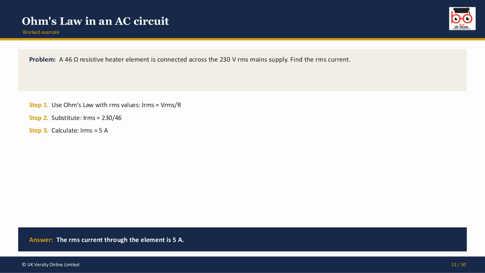Here's a quick example. A 46 ohm resistive heater element is connected across the 230 volt RMS mains, and we want the RMS current. Using Ohm's law with RMS values, current equals voltage over resistance, so that's 230 divided by 46, which gives 5 amps, so 5 amps RMS flows through the element.